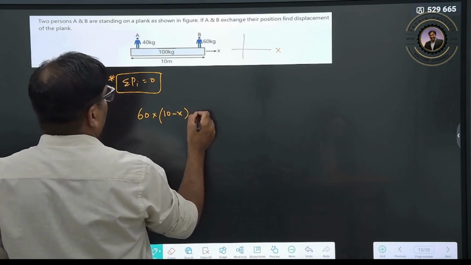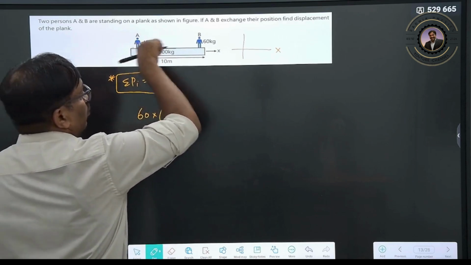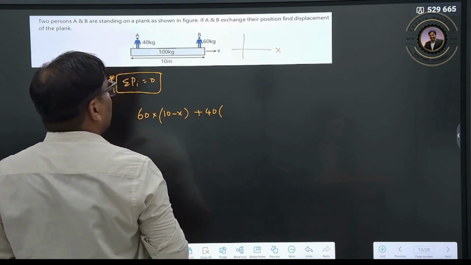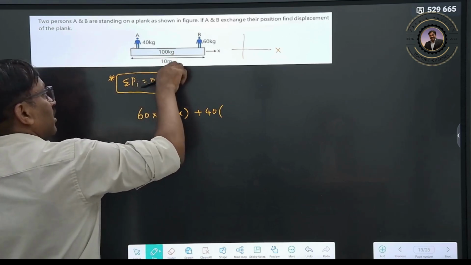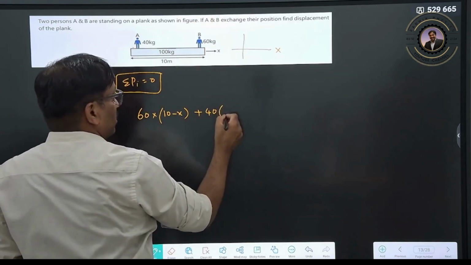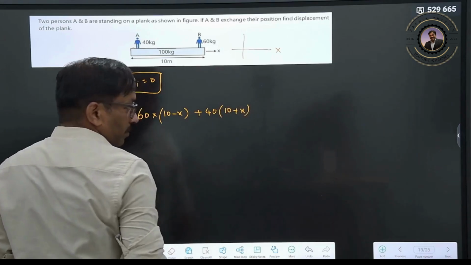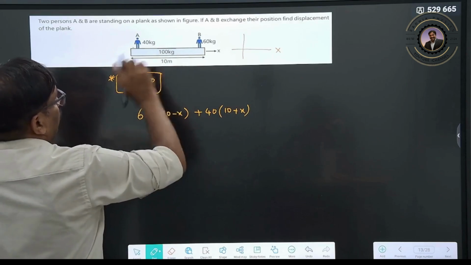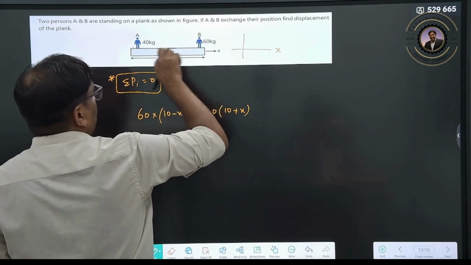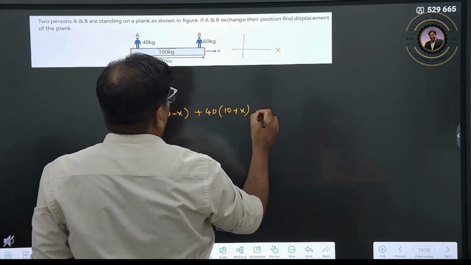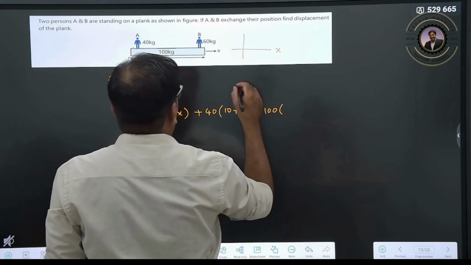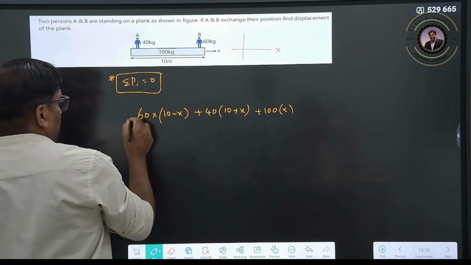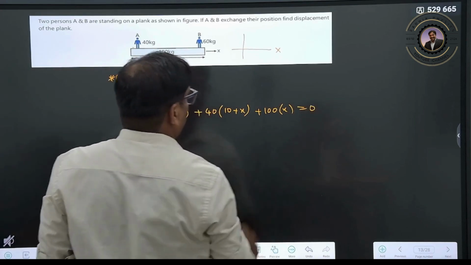Now we take this person, who is going toward this side. How much will it be? 40 into, he will travel not only the 10 meters but more distance, therefore 10 plus x. Clear? So what will this plank do? It will go toward this side, that is nothing but 100 into x, and this will be minus here, and this will be equal to 0.